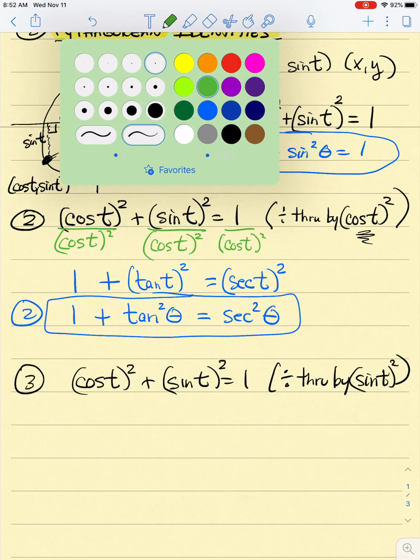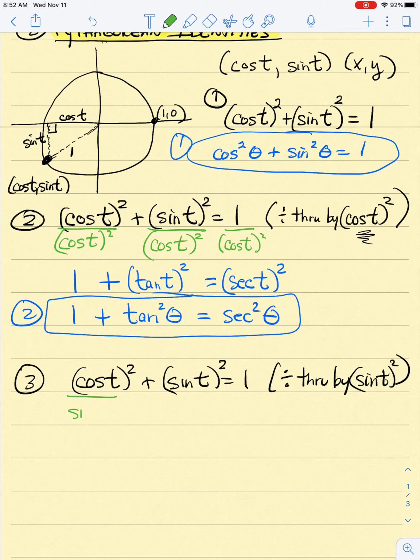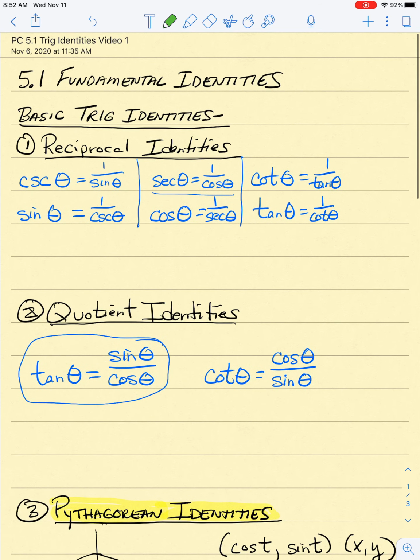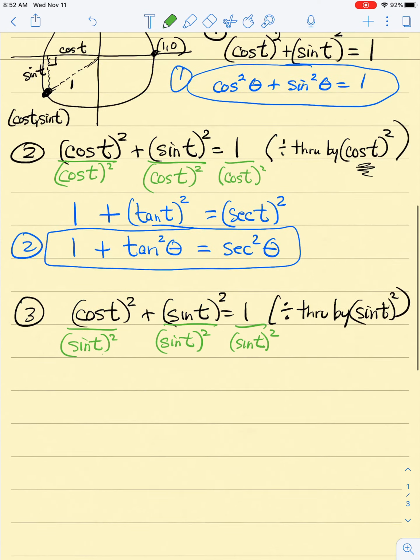All right, so I'm going to do this divide again. So this time divide by sine of t squared. What do we get this time? Well, cosine over sine. You can look back to your identity, cosine over sine is over here. Cosine over sine, well, that's just cotan.